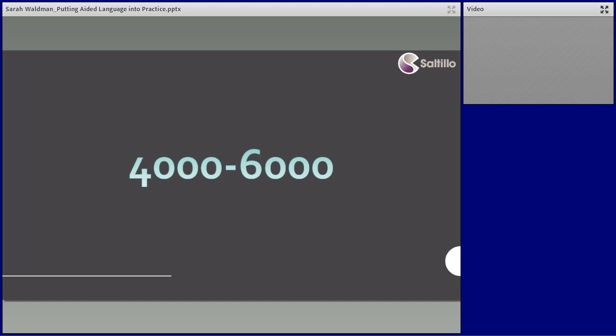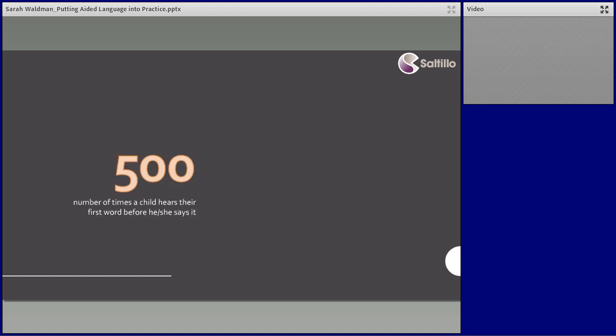And I'm sorry, there should be more on this slide that I don't see. Oh, there we go. So that's the number of words that a typical developing child hears per day. But is that how many words we're modeling on a device every day? Probably not. Okay, and that's something that we really want to think more about.